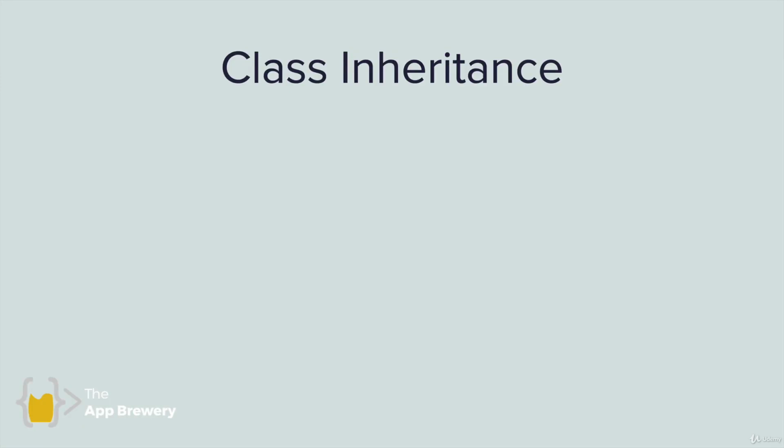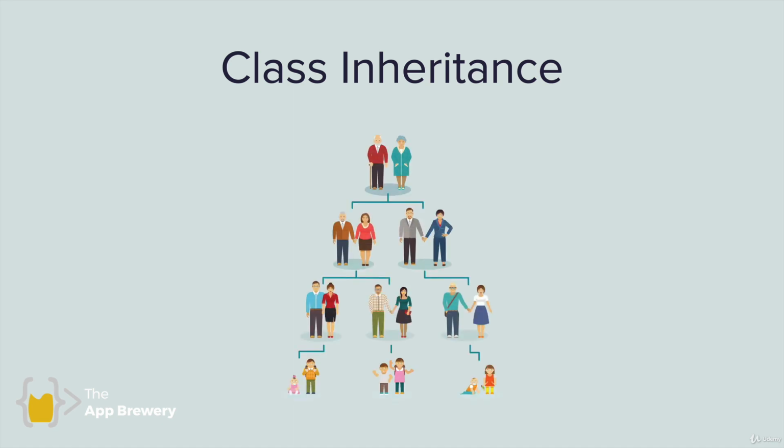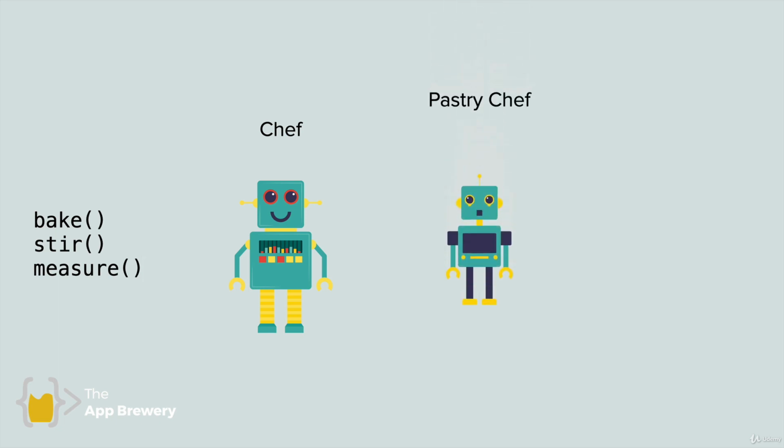Let's talk about another feature of object-oriented programming that's really handy. It's something that we call class inheritance. How does this work? Well, let's say that you code up a robot chef and you give it a bunch of functionality, like you tell it how to bake, how to stir, how to measure, and then at some point you decide, actually, in my restaurant, I also need a pastry chef.